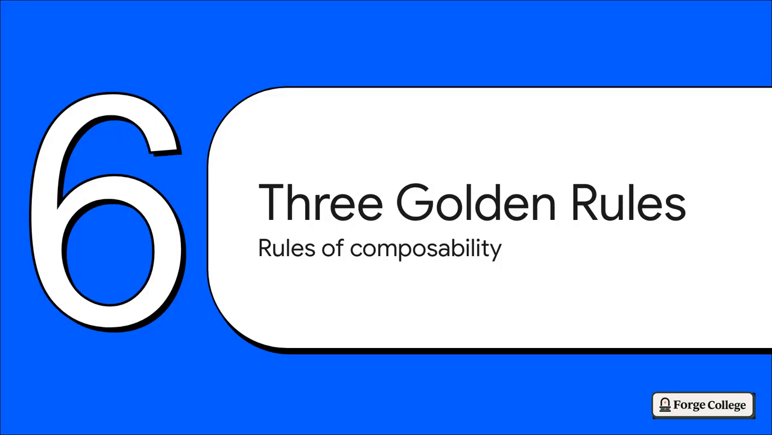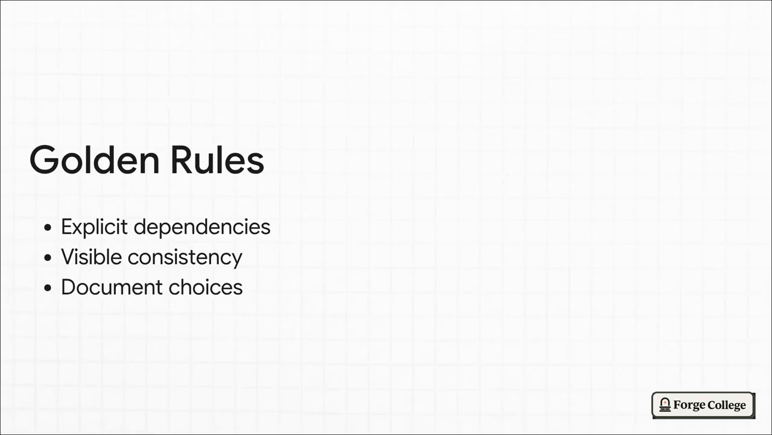Section 6. The 3 Golden Rules. Rules of Composability. Before we wrap up this architectural blueprint and send you off to start building, let's cement the 3 golden rules of composability. These will keep your systems robust. Rule 1. Manage dependencies explicitly. Always check module versions at runtime to avoid silent catastrophic failures.